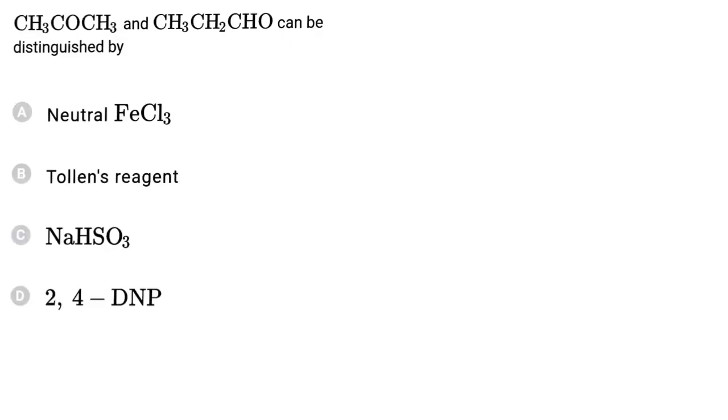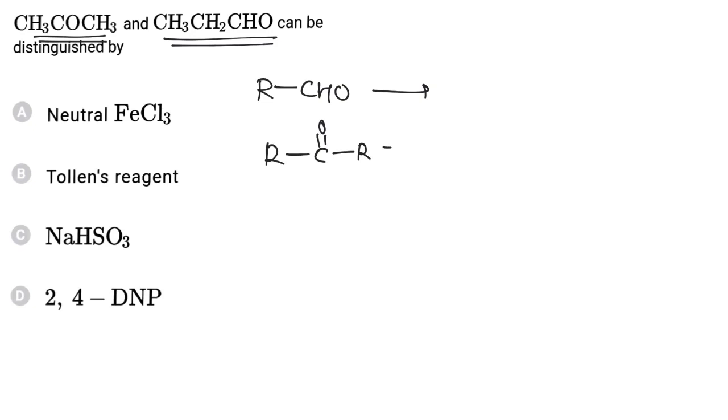In this question we have to find what acetone and propionaldehyde can be distinguished by. Now, one molecule is an aldehyde and the other molecule is a ketone. An aldehyde can be further oxidized by Tollens reagent. So, the aldehyde will be oxidized in the presence of Tollens reagent, while the ketone will not react with Tollens reagent, and hence the correct answer is B.